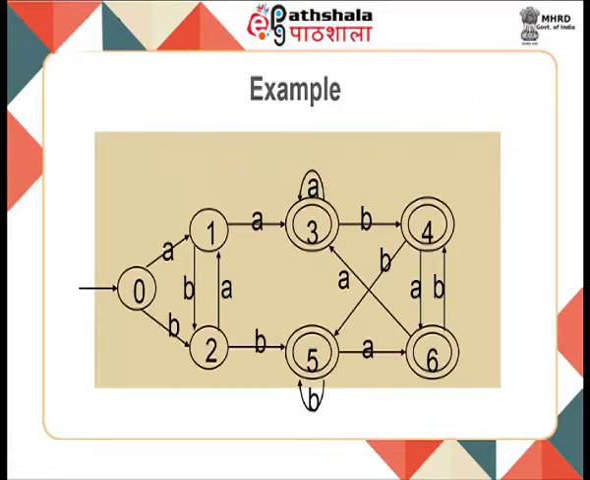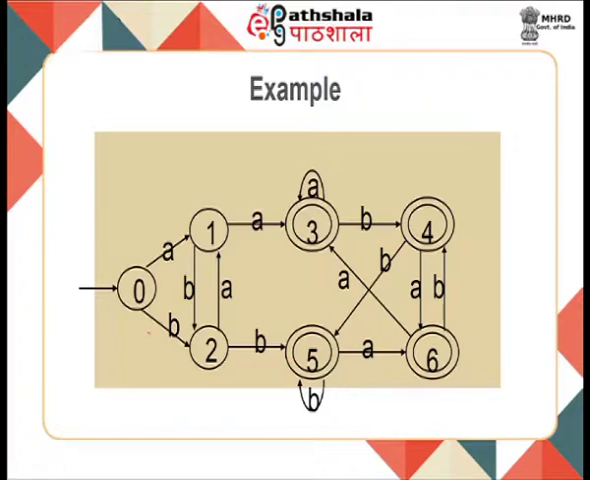Let us take this example. I have states 0, 1, 2, 3, 4, 5 and 6. This is a DFA which is constructed from a regular expression, which is derived to an NFA and then to a DFA. I have here 3 states which are non-accepting, and 4 states which are going to be accepting: 3, 4, 5 and 6.